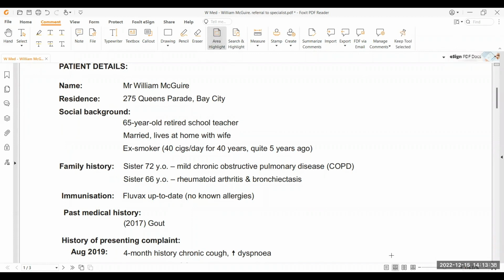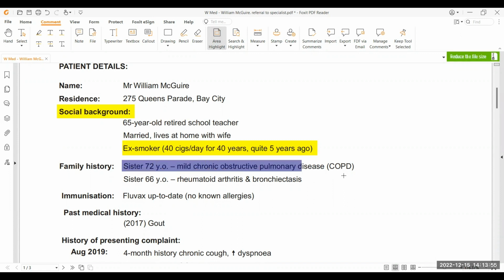Ex-smoker, 40 cigarettes a day for 40 years, and he quit 5 years ago. And his social background, and also his family history, where two of his sisters were having problems. One COPD, another one bronchiectasis. So this is one.